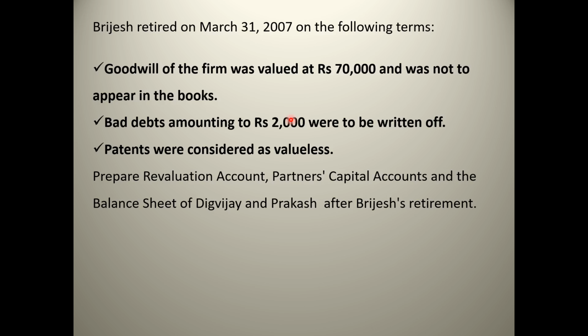The ultimate entry is revaluation account debit to debtors. So that is also correct, and the learner can follow any one. Both are correct here. So revaluation account debit to bad debt you can write, or you can write here to debtors, as debtors value decreases.